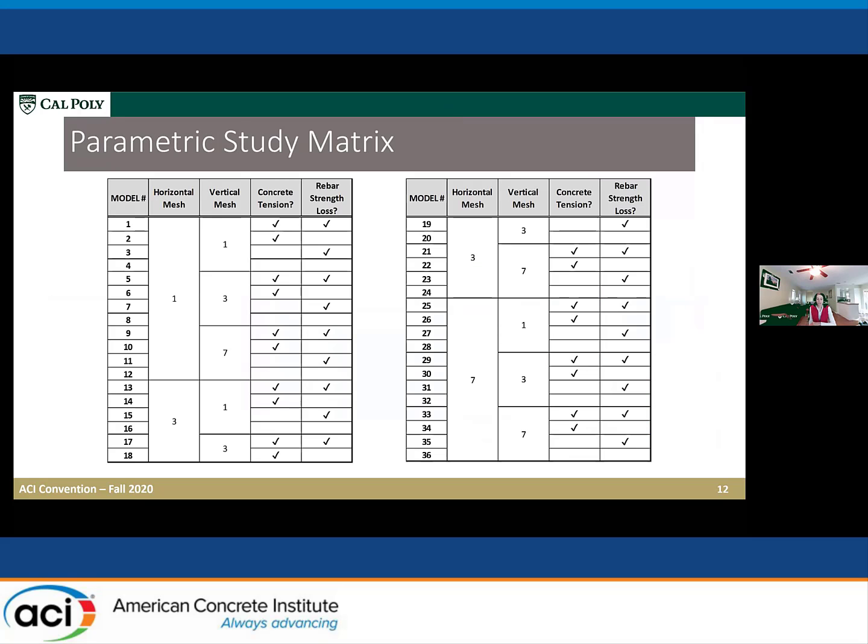And so looking at all of these parameters together, the horizontal vertical meshing, whether or not there was concrete tension represented in the concrete model and whether rebar strength loss was considered in the rebar model, that led to 36 wall models in their parametric study as shown here.